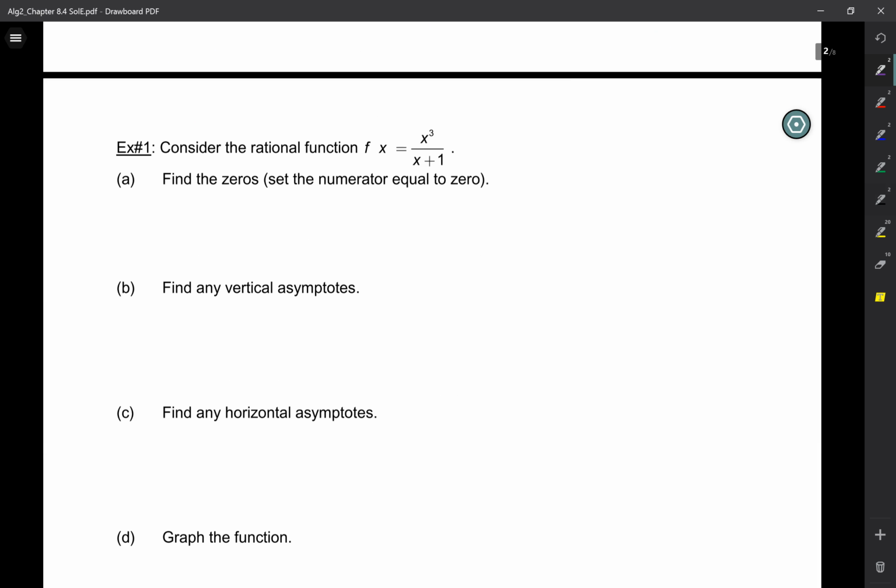All right, so take a look at this first function. First we want to find the zeros, and I've told you how to do it. I'll tell you in the notes, but not on the test. You have to set the numerator equal to 0 to find the zeros, okay? So here we say x cubed is equal to 0. That means x is equal to what? 0. Okay, that's a zero.